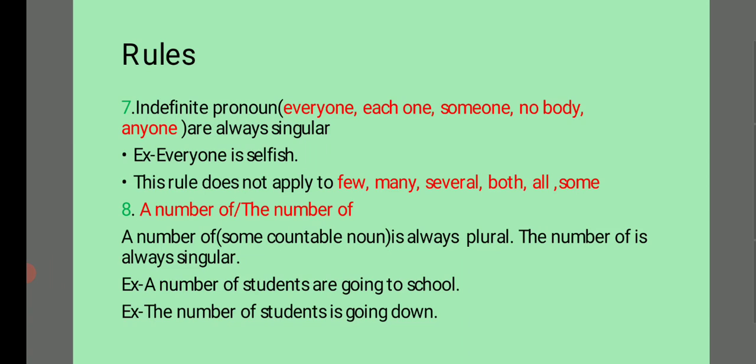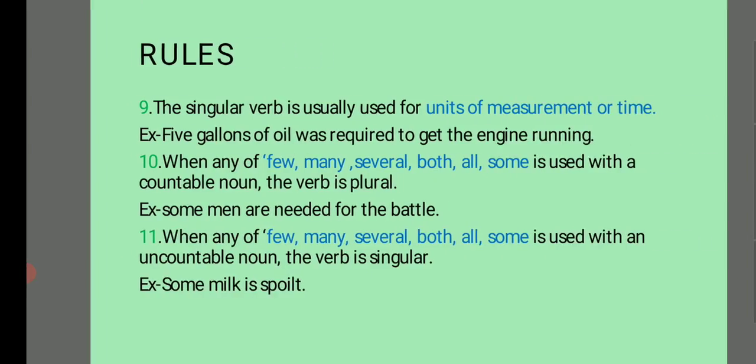We have the example, a number of students are going to school. That means बहुत सारे, it is plural. But when we say the number of students is going down, that means हम एक पर्टिकुलर कैटेगरी की बात कर रहे हैं कि यहाँ पे नंबर कम हो रहा है. So when we use the, it is for specific, that's why it is singular. And जब हम a number of कहते हैं, हम एक generalize करके बात कर रहे हैं, so it is considered as a plural subject.